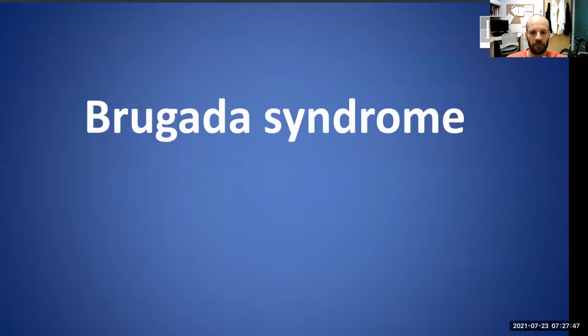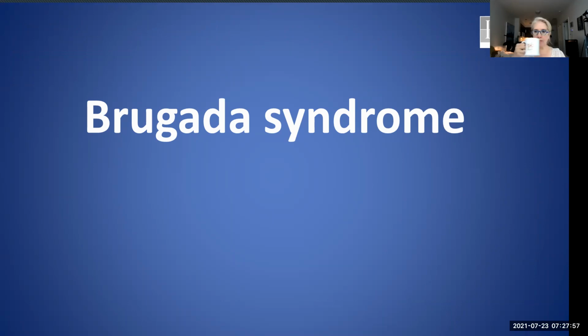All righty. Okay, so now we're going to start moving into some of the stuff that as a research group we're particularly interested in, which is inherited arrhythmia syndromes. We're going to start out with this one, which is a personal favorite of mine, which is Brugada syndrome.